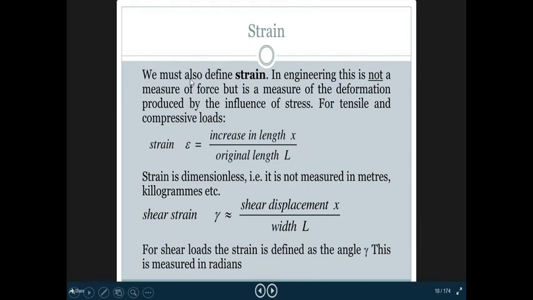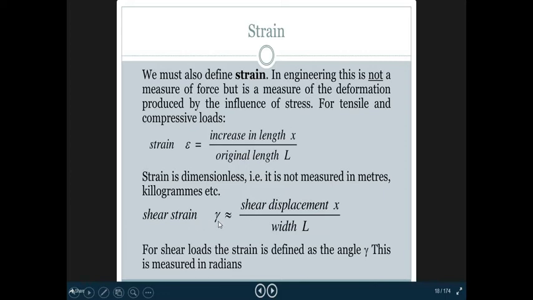Next, strain. We must also define strain. In engineering, this is not a measure of force, but is a measure of the deformation produced by the influence of stress for tensile and compressive loads. Strain is equal to increase in length x divided by original length L. So strain is dimensionless. So strain has no unit.